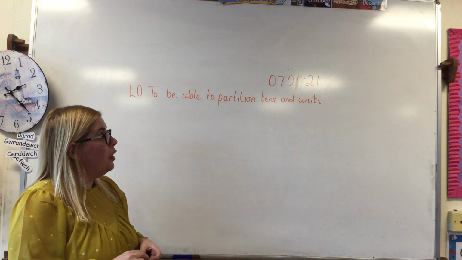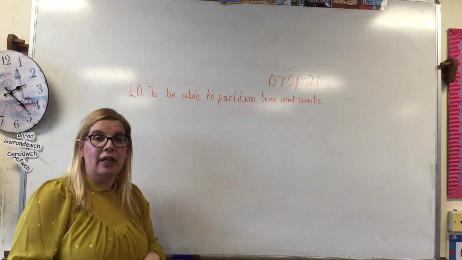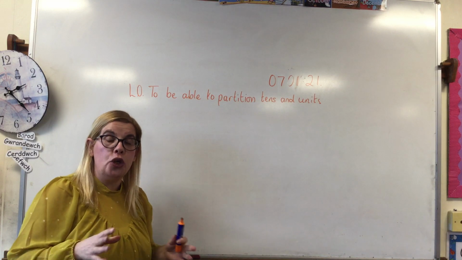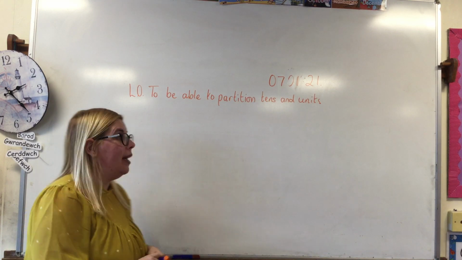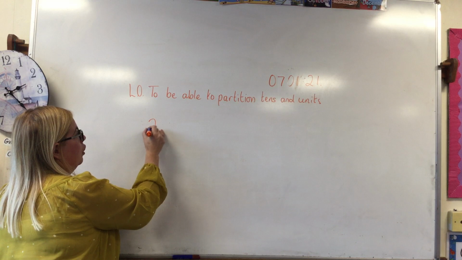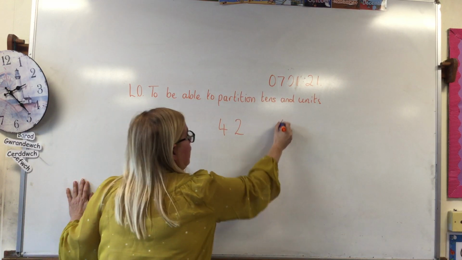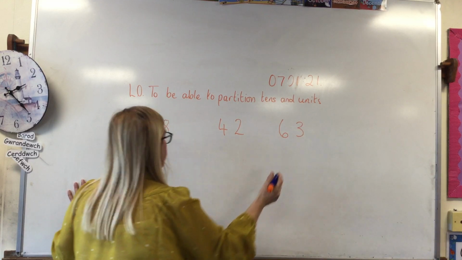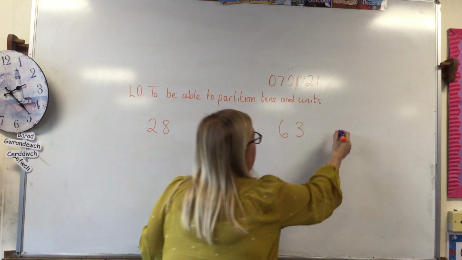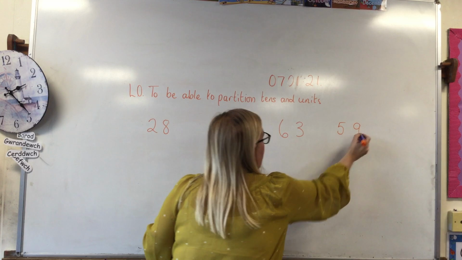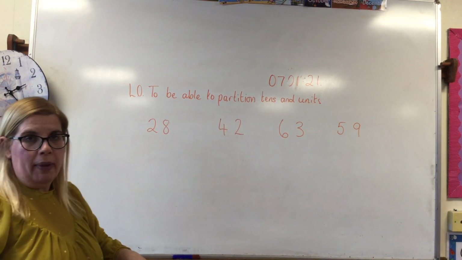So what we're going to do, we're going to look at tens and units today, all right? And now these are 2-digit numbers. They're 2 numbers. For example, we've got 28, 42, 63, and 59, okay? These are all 2-digit numbers.